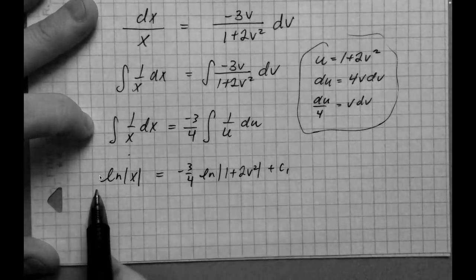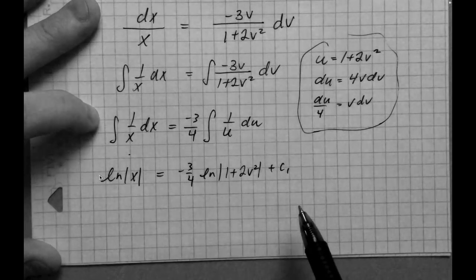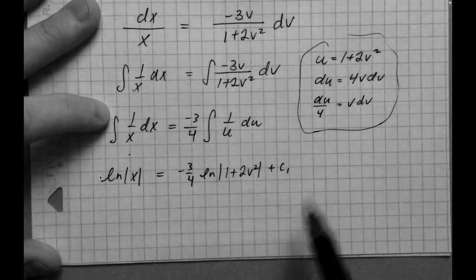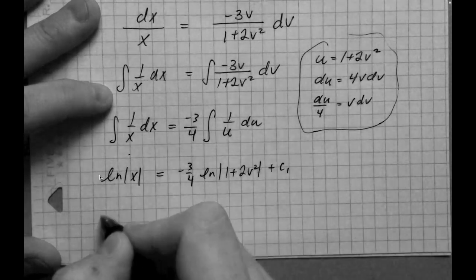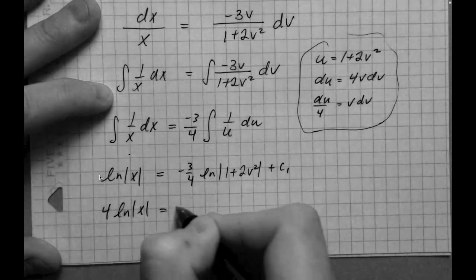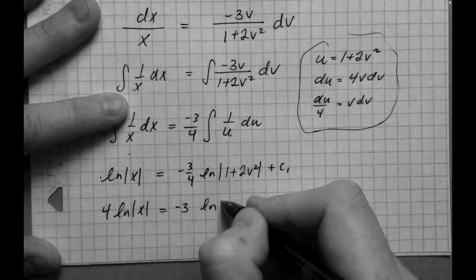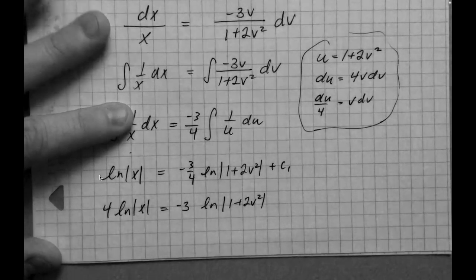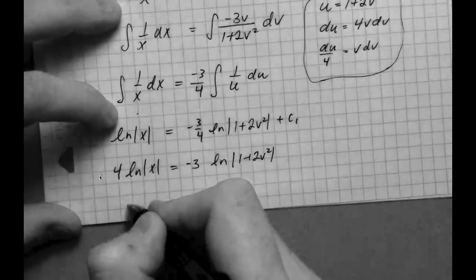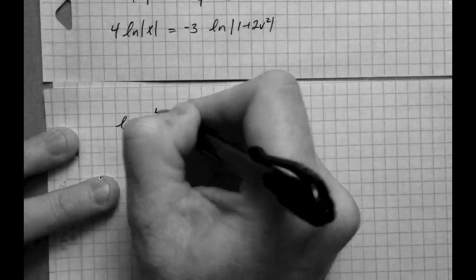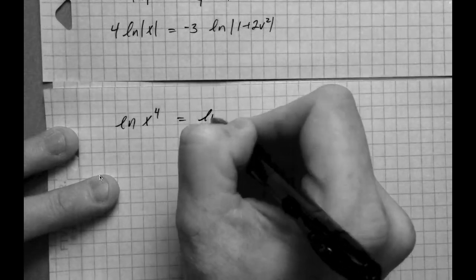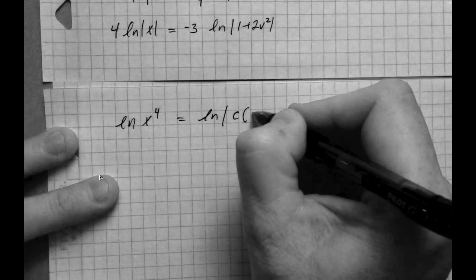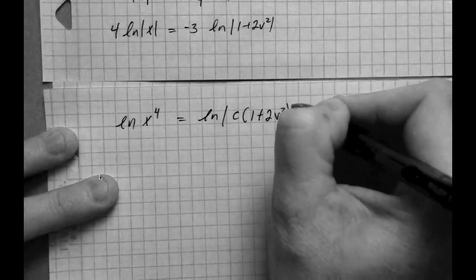All right, so let's see if we can work this out. Multiply through everything by 4. Like so. I'll switch pages here, no problem. And we get the natural log of x to the 4th is equal to the natural log of c times 1 plus 2v squared to the negative 3rd power.